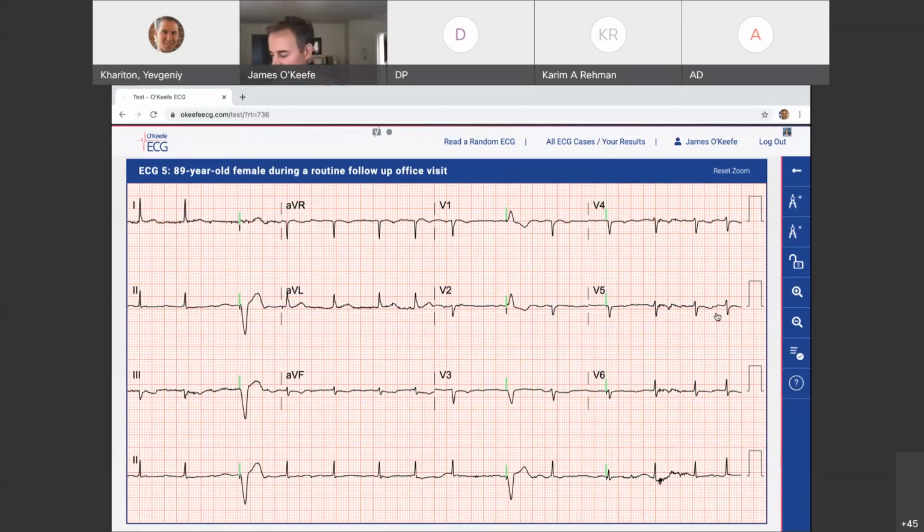Some of these tracings are just examples of the various diagnoses listed on the board score sheet that you need to get familiar with. It doesn't need to be perfect. Just somebody give it a shot.